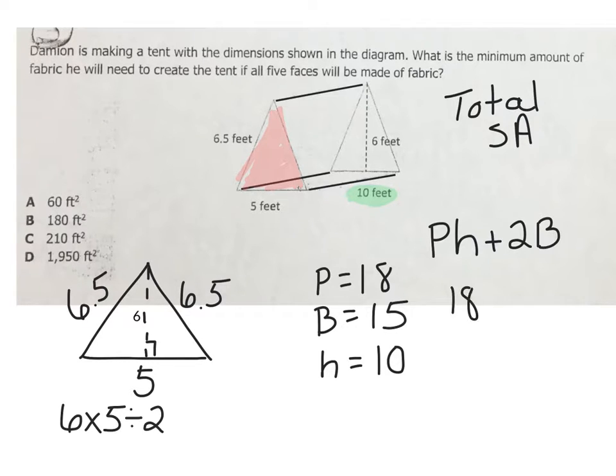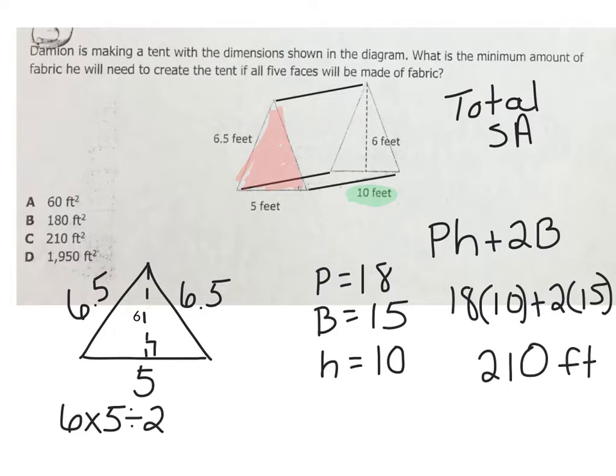18 times 10 plus 2 times 15. You're going to get 210, and that's feet squared. Yeah, so see, there we go right there. Minimum amount.